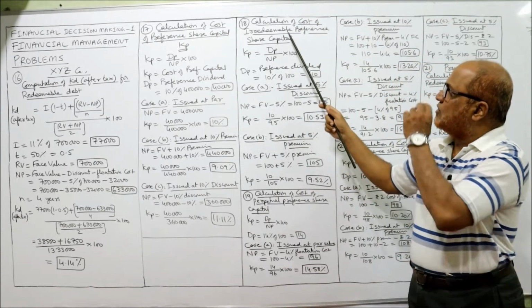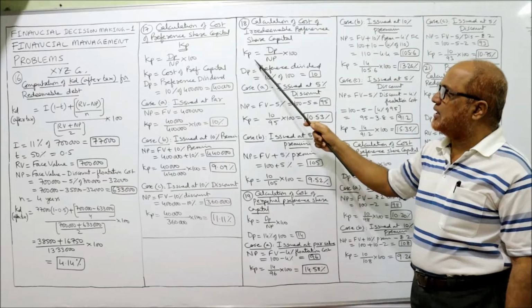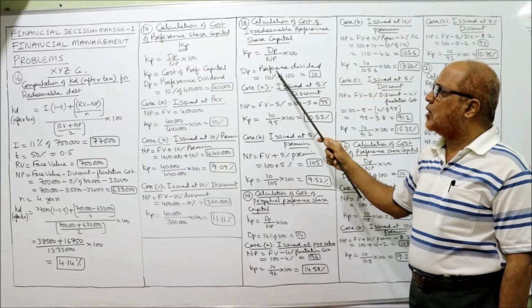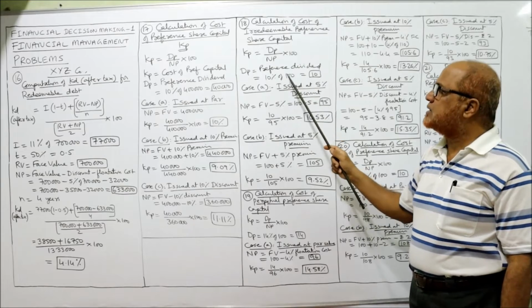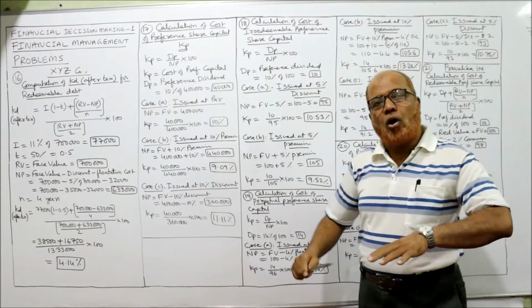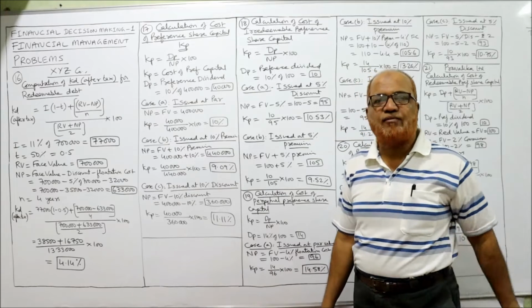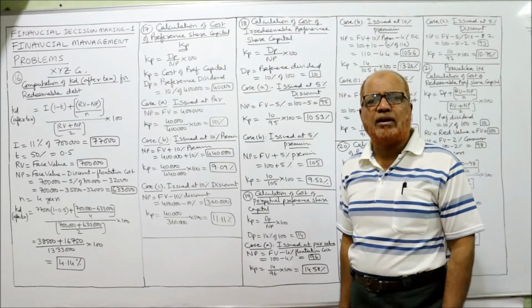So calculation of cost of irredeemable preference share capital. KP is equal to DP by NP into 100, same formula. DP is equal to preference dividend, 10% of 100 rupees. How many preference shares are issued? Not given. Only one preference share face value is given. So we can calculate on one.